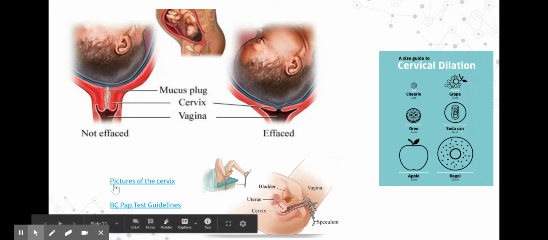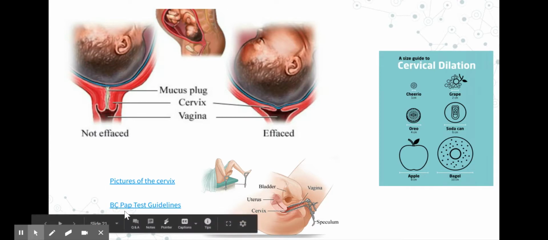If you're really curious, this link here shows some photographs of cervix in different states, not just in leading up to labor, but also in different states of the menstrual cycle. It does change quite a bit throughout a female cycle.